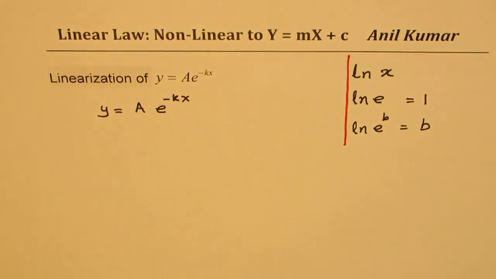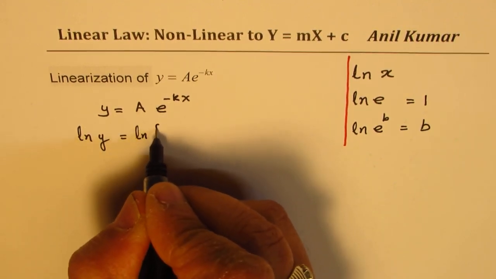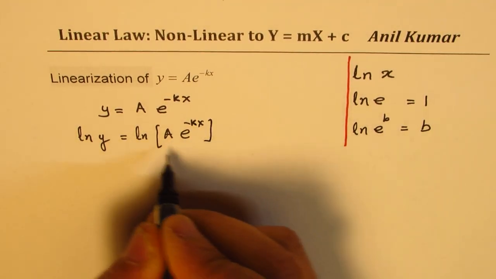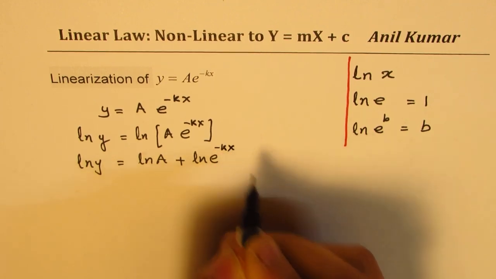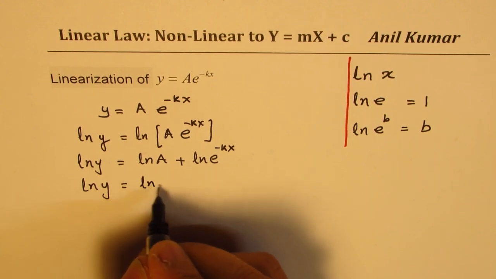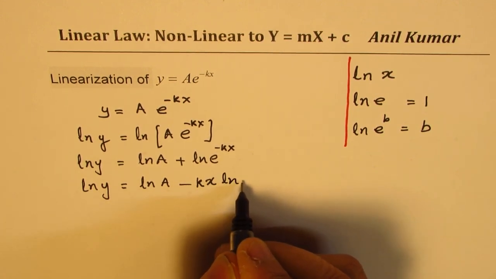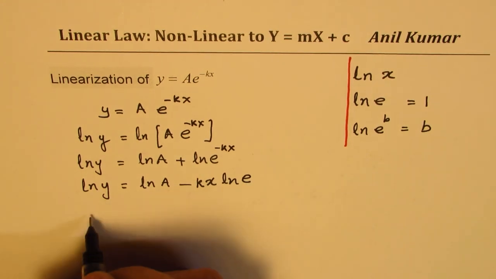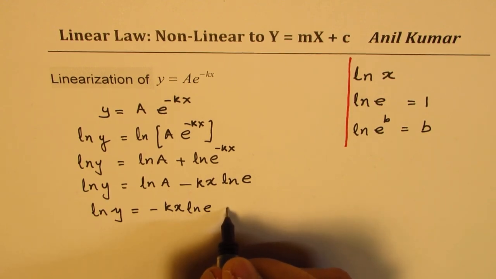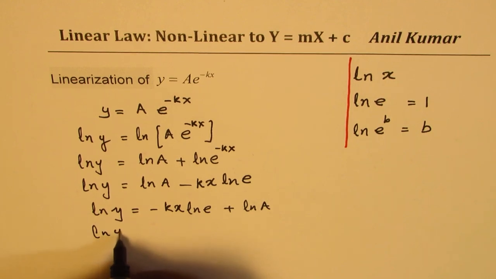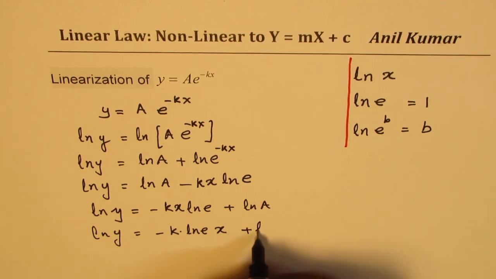So now we'll take the natural log on both sides to give it a linear form. So ln y is equal to ln of a e to the power of minus kx, right? Applying the product rule, we get ln a, which is a constant, plus ln of e to the power of minus kx. So that is ln y equals ln a, plus, since the exponent comes out as a product, minus kx ln e, right? So that's what you get. Now, rearranging, I could write this as ln y equals minus kx ln e plus ln a. Let me rewrite again as minus k, ln e is a constant, so I write ln e first, and then x, plus ln a.